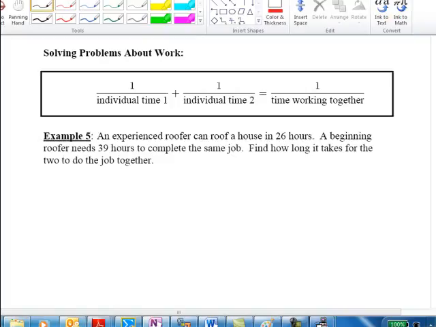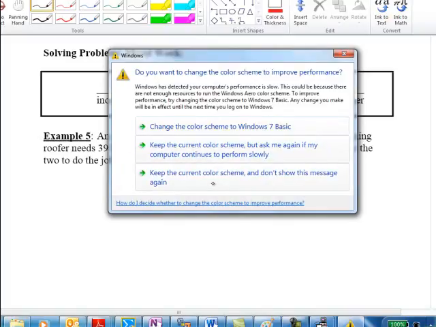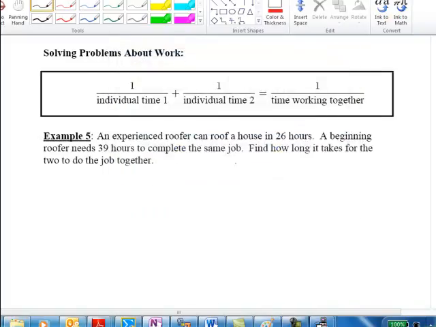So it says an experienced roofer can roof a house in 26 hours. A beginning roofer takes a little longer, 39 hours to complete the job. And we want to figure out how long it takes for the two of them working together to complete the job. It's tempting right away to think, oh, I'll just add their times. But if you think about it, that doesn't make any sense, because if they each take a certain amount of time, working together they should take less. So we certainly don't want to do 26 plus 39 to get the answer. That doesn't make any sense, right?